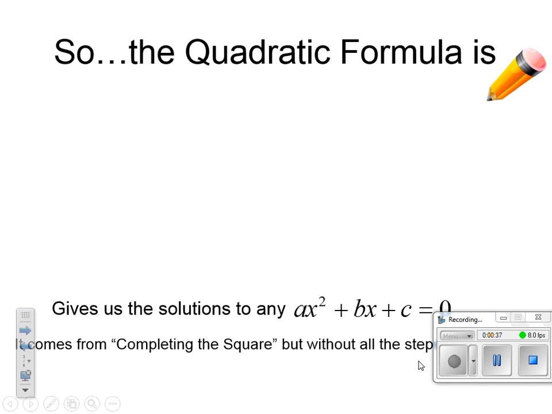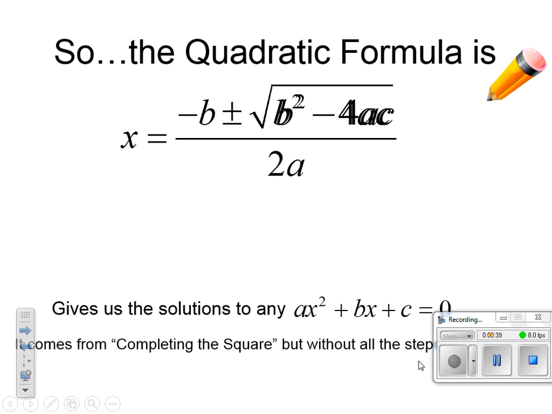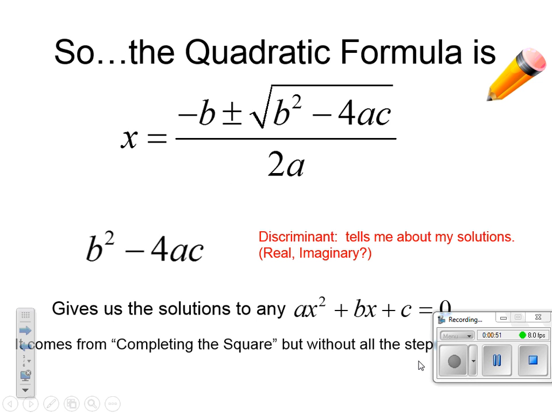The quadratic formula is the opposite of b plus or minus the square root of b squared minus 4ac, all over 2a. Now, the b squared minus 4ac is called the discriminant, and it'll tell me about my solutions. Will I have real solutions, or will I have imaginary solutions?